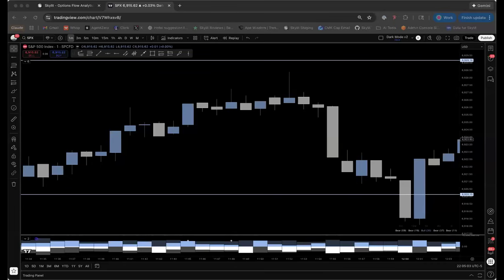Did I end up holding any runners down to 6,900? Yes, I did. I think I had overall 400 or 450 contracts, and I held about 50 of them down to 6,900. So yeah, just 10% of my position, I held it.